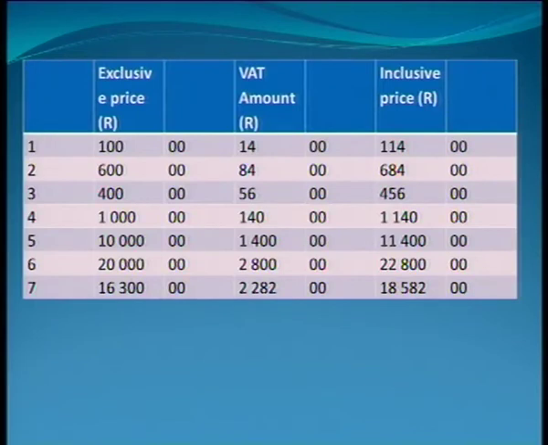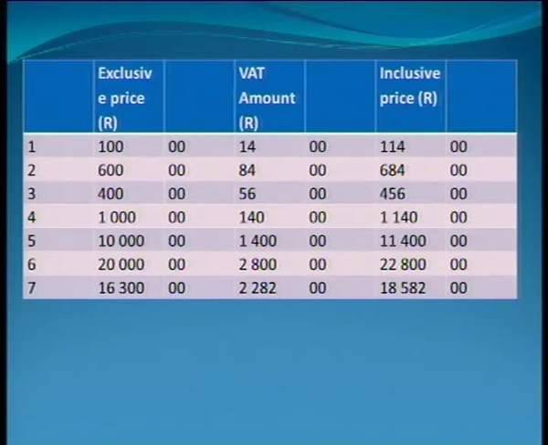Number 3, you were only given the inclusive amount. You needed to calculate the exclusive amount and the VAT. So if 456 is your inclusive amount, your VAT is included in that. How do you take out the 14% VAT? You will say the 456 divided by 1 times 1 divided by 1.14.